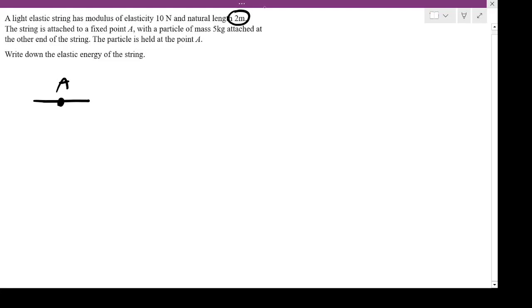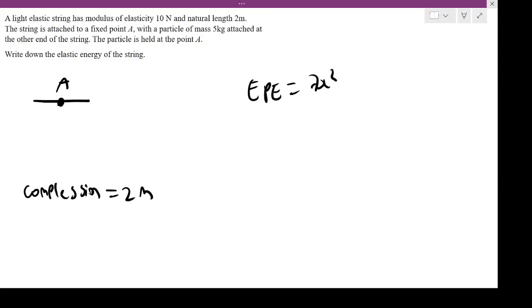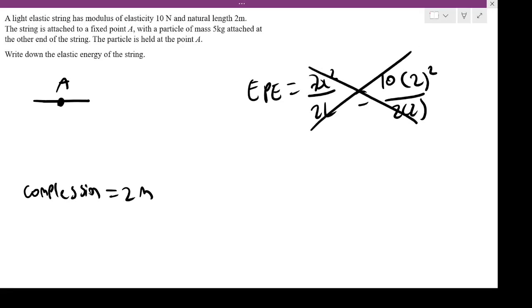So you might think that it's a compression of 2 meters, right? And therefore you might say, well, the elastic energy is going to be lambda x squared over 2L, which would be 10 lots of x squared, which is the compression of 2 squared, over 2 lots of 2. But that would not be correct.